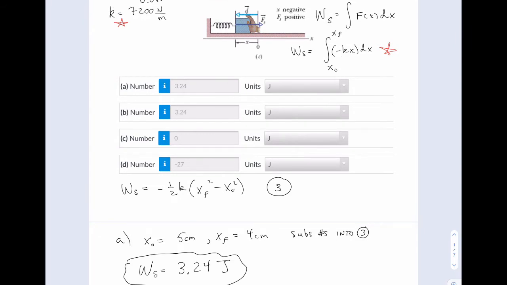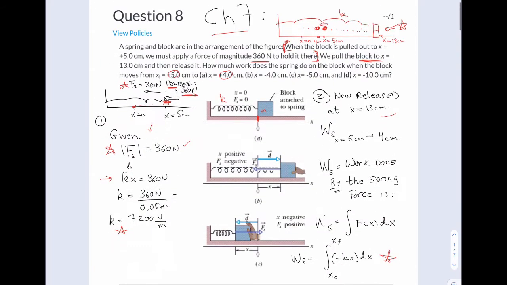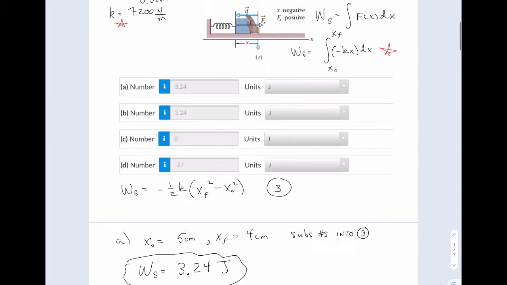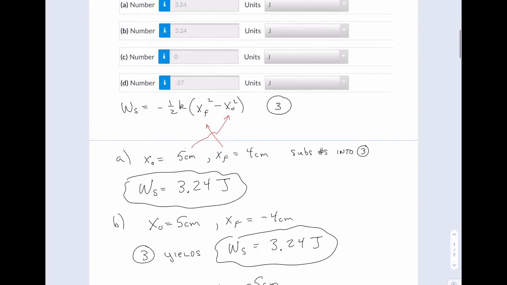For part A, it's going from the 5 centimeter to the 4 centimeter mark, so make sure you read through that carefully. They want the work done as it goes from that point to that point. It's moving to the left. So my initial is the 5, my final is the 4. I just put in my x final there and my x initial there, and calculate the work done. And then I do the same for B.